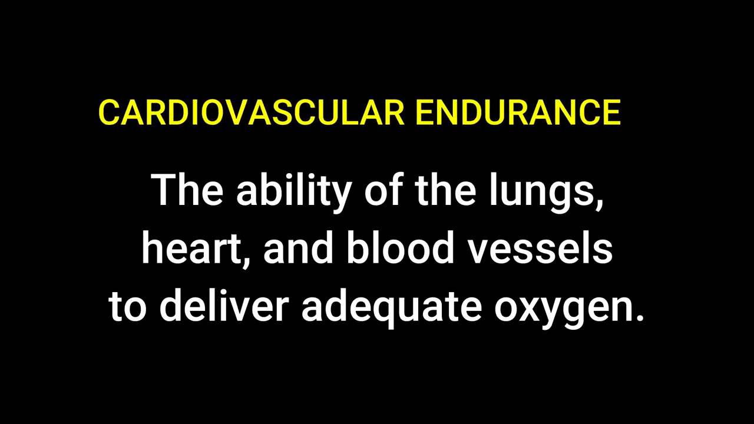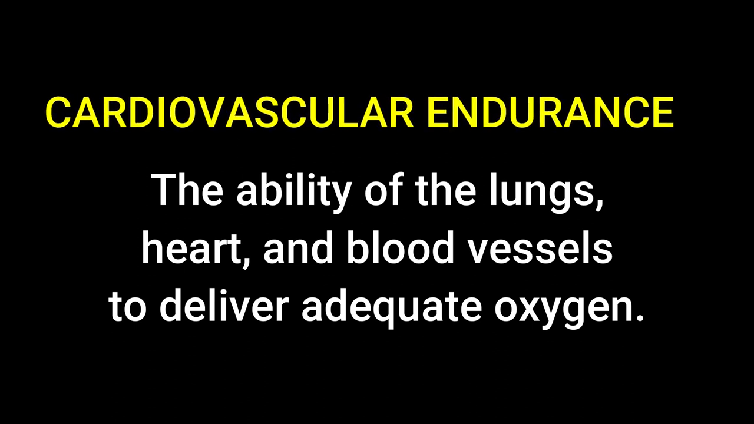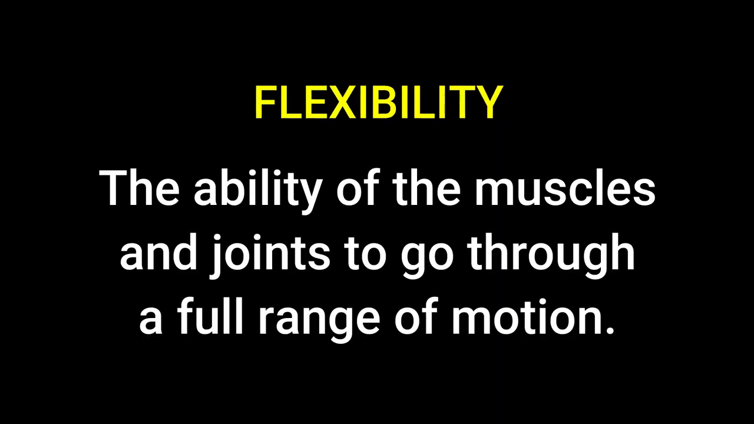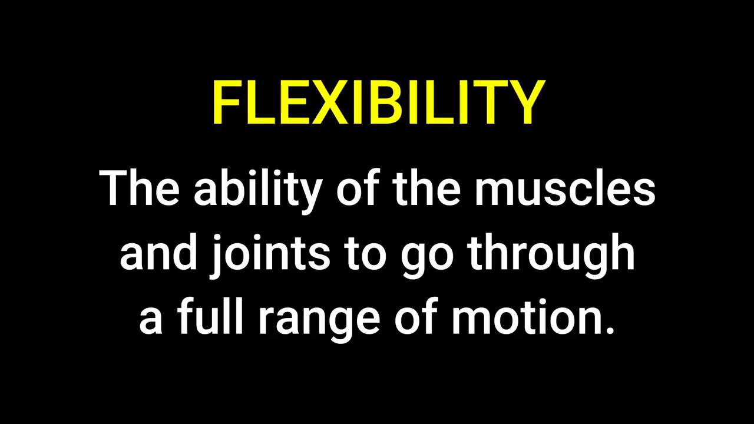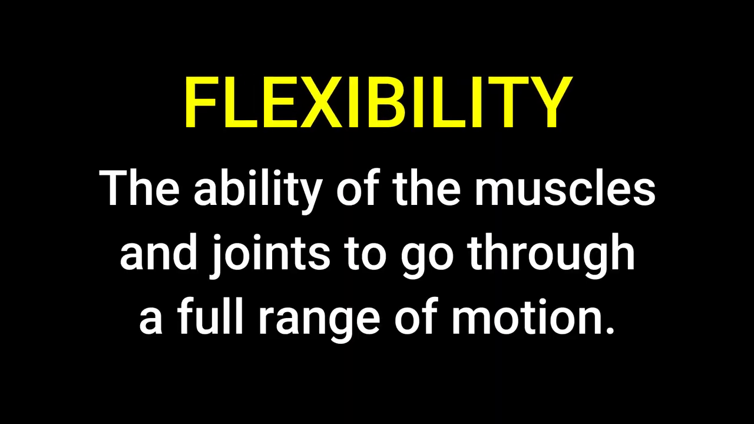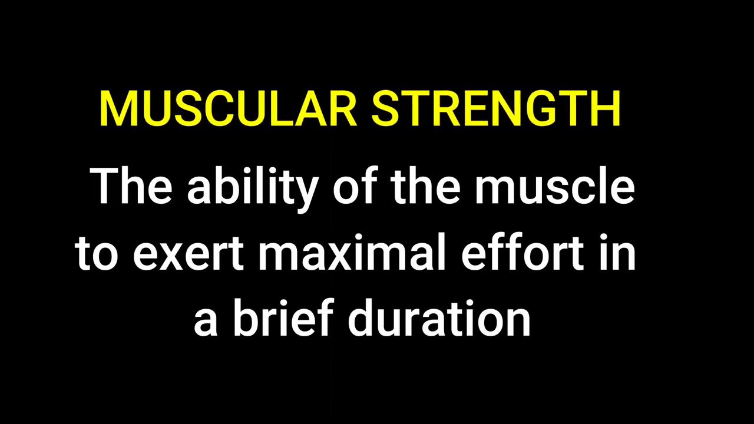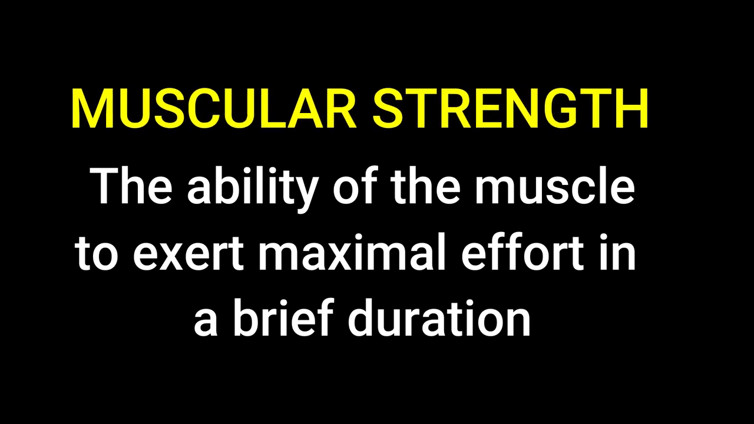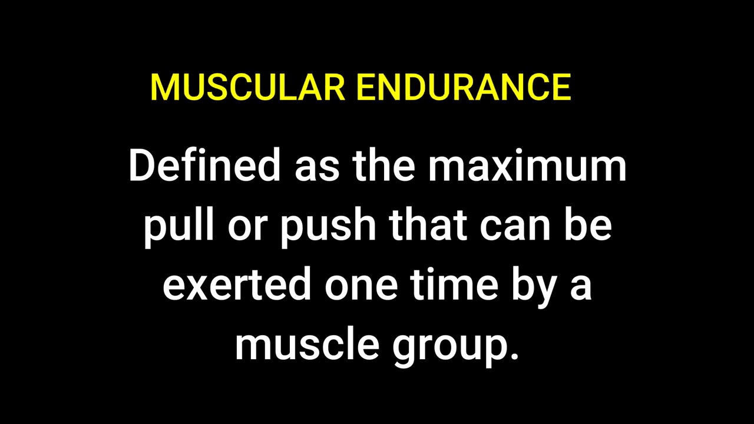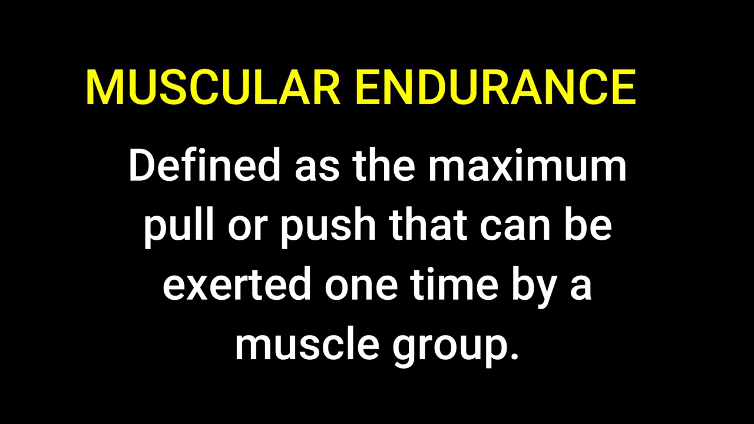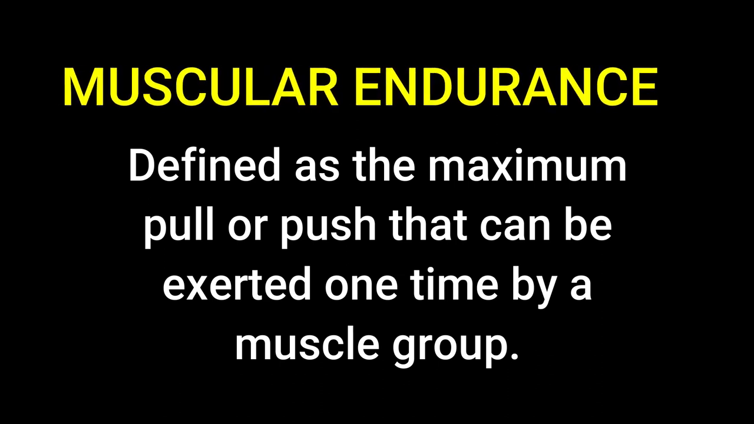Cardiovascular endurance, the ability of the lungs, heart, and blood vessels to deliver adequate oxygen. We have flexibility. Flexibility, the ability of the muscles and joints to go through a full range of motion. The muscular strength. Muscular strength, the ability of the muscle to exert maximal effort in a brief duration. And muscular endurance. Muscular endurance, defined as the maximum pull or push that can be exerted one time by a muscle group.